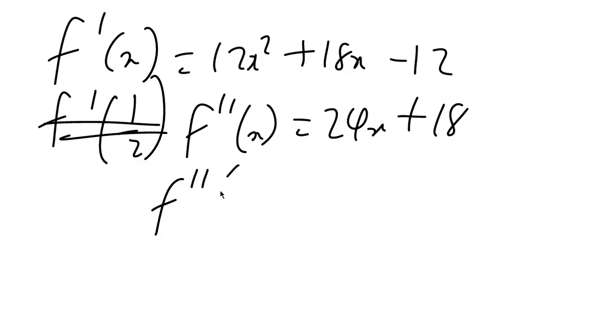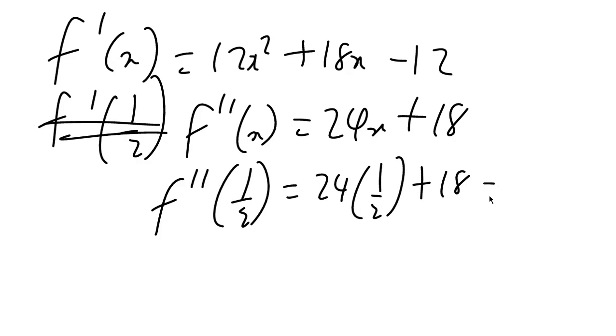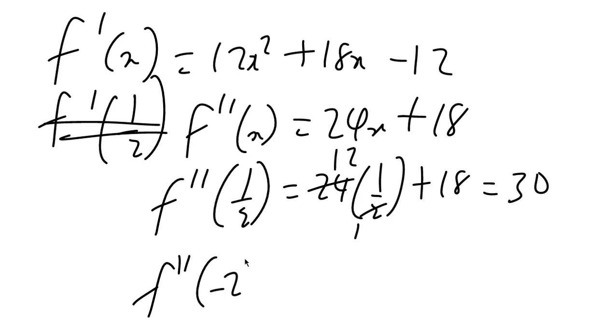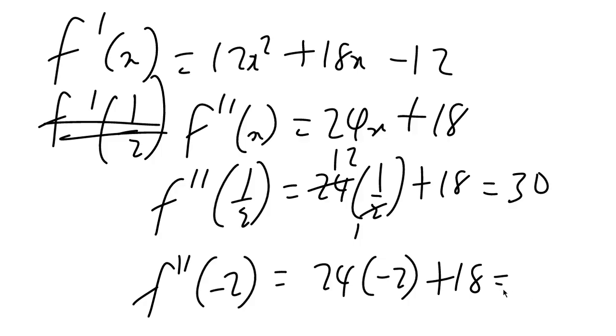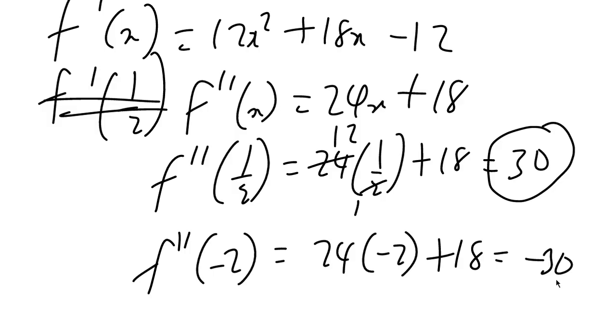So at half, what are we having? 24 into half plus 18, which is going to be 30, because 2 into 24 is 12, and then plus 18, 30. But at minus 2, what are we having? 24 into minus 2 plus 18, which is minus 48 plus 18, which is minus 30. So since the second derivative is greater than 0 at x equal to half, that means that it is a minimum point, and at x equal to minus 2, the output was minus 30, and since minus 30 is less than 0, it is a maximum.